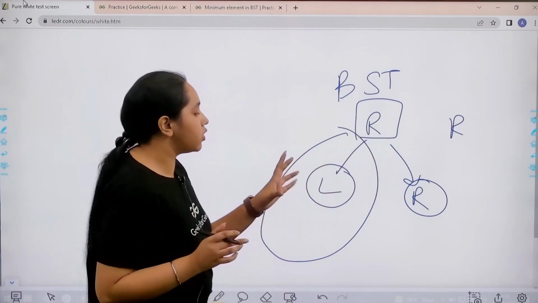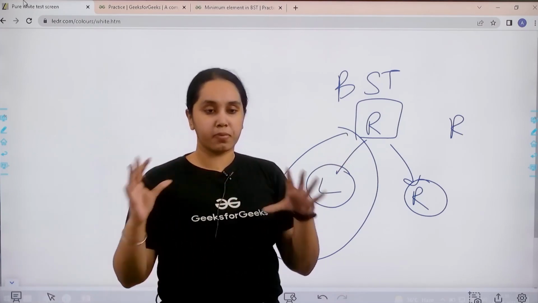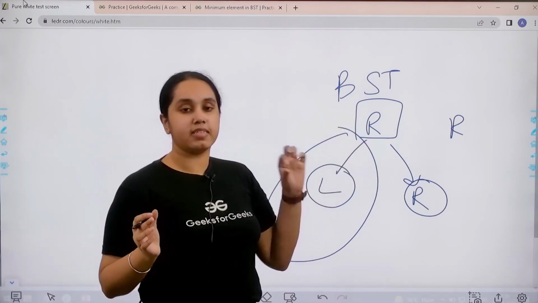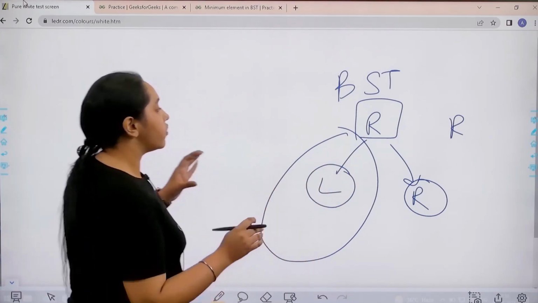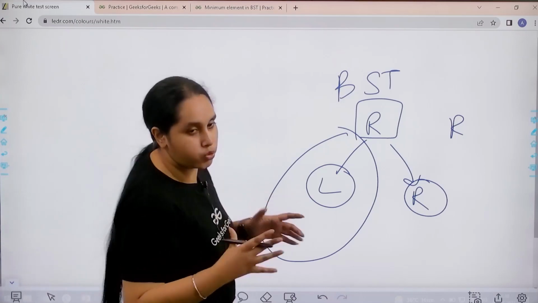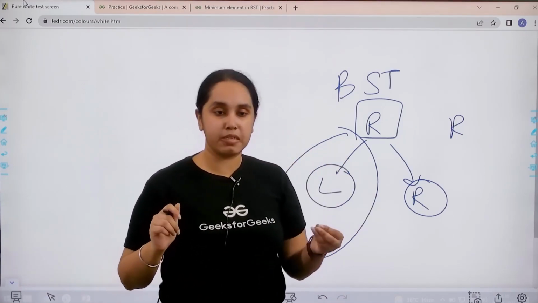So the basic concept is, first we need to check the left side. If on the left side there is no minimum value, then the root element is the minimum value, and we don't need to check the right side. Now if there is no root element, that means there is no tree. That's also a point. Now I hope the question and the concept are clear to you.